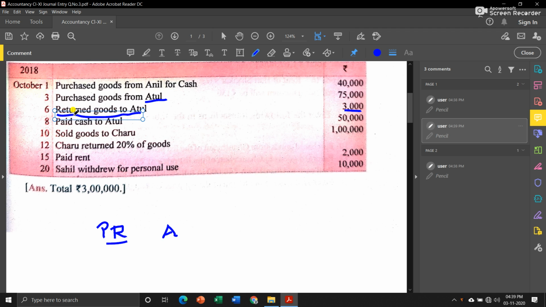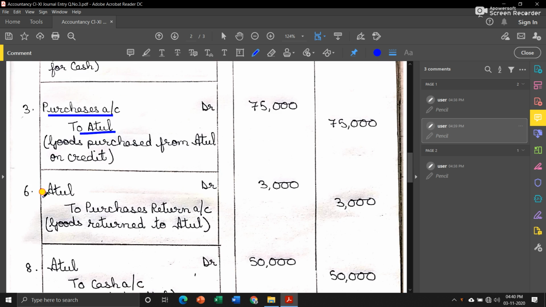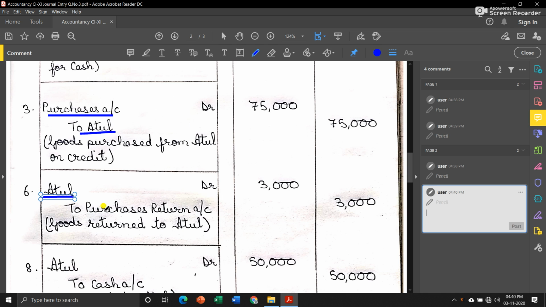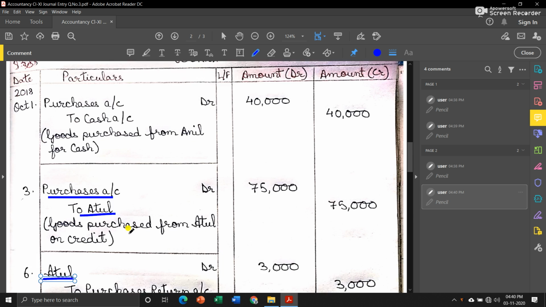But instead of remembering that, you can just remember that purchases account is always debited and purchases return account is credited. So our purchases return account will be credited, and Atul, since he is the receiver, and as per rule of personal account, debit the receiver. So for this transaction we will debit Atul's account because he is receiving those goods, and purchases return account will be credited with rupees 3,000 each, and in narration we wrote goods returned to Atul.